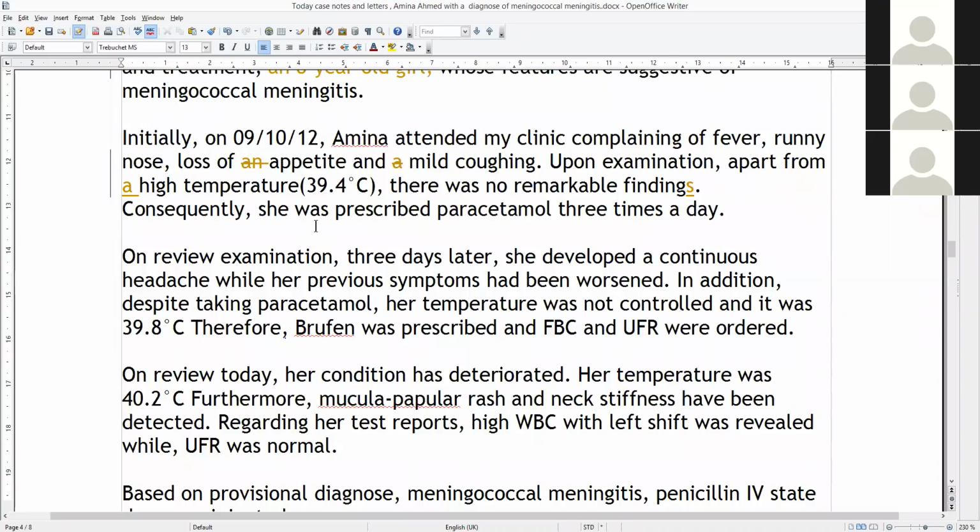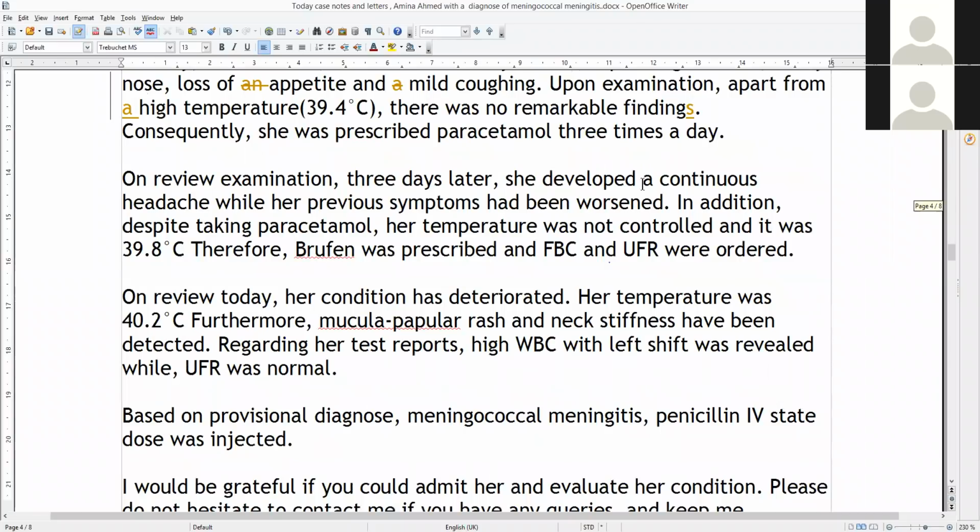Consequently, she was prescribed. Well, consequently, it's not a consequence of, it's something that you know, a consequence would be something that's a direct result of something else. So this is not really a direct result of something else. It's something that you did, but it's not cause and effect in the strictest terms. On review, examination 3 days later, she developed. So shouldn't this be past perfect?